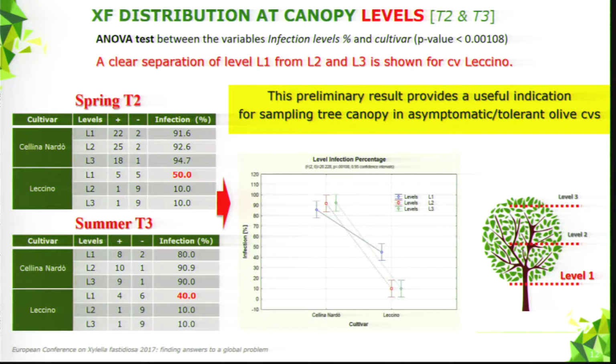And this result, even if it's preliminary, of course, we are going to repeat this approach next year and retest with the same approach on Lecino. We will not retest Gelina di Nardò anymore because it's homogeneously distributed in the canopy, but we will include Frantoio, which was in the same field, as a low susceptible cultivar. So, as I said, these are preliminary results which provide a useful indication for sampling tree canopy in asymptomatic tolerant olive cultivars.